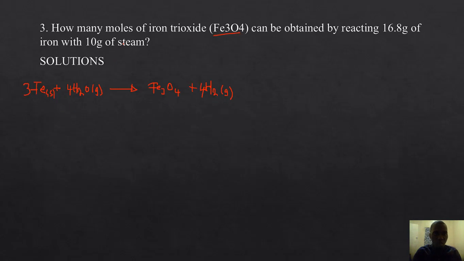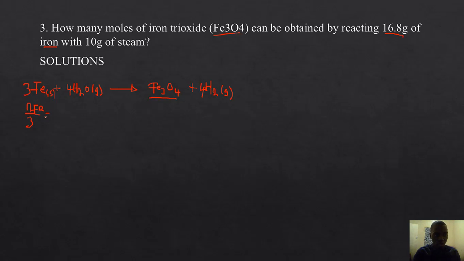Now they are saying how many moles of iron trioxide can be obtained by reacting 16.8 grams of iron with 10 grams of steam. So how many moles of what? This one here is the one they want. And then here they've given us the masses. So the first thing, we are looking at these two that have been given, because they've said 16.8 grams of what? Iron. So this is the one that is here. So here we are just going to say number of moles of iron. So we express in terms of mole ratio of iron divided by, in front we have a 3.